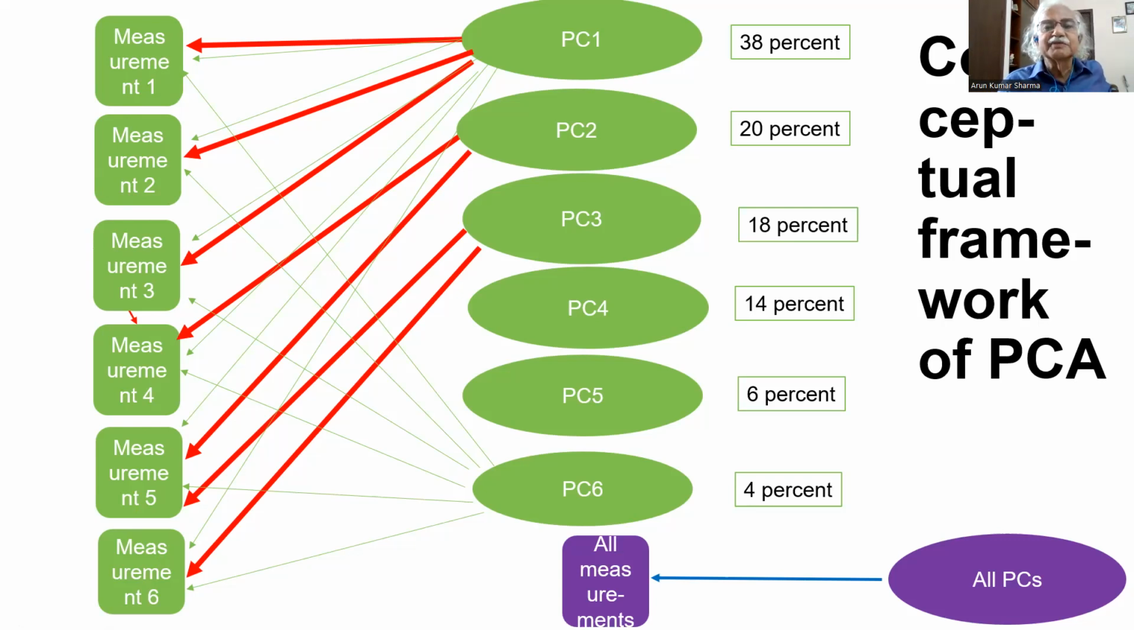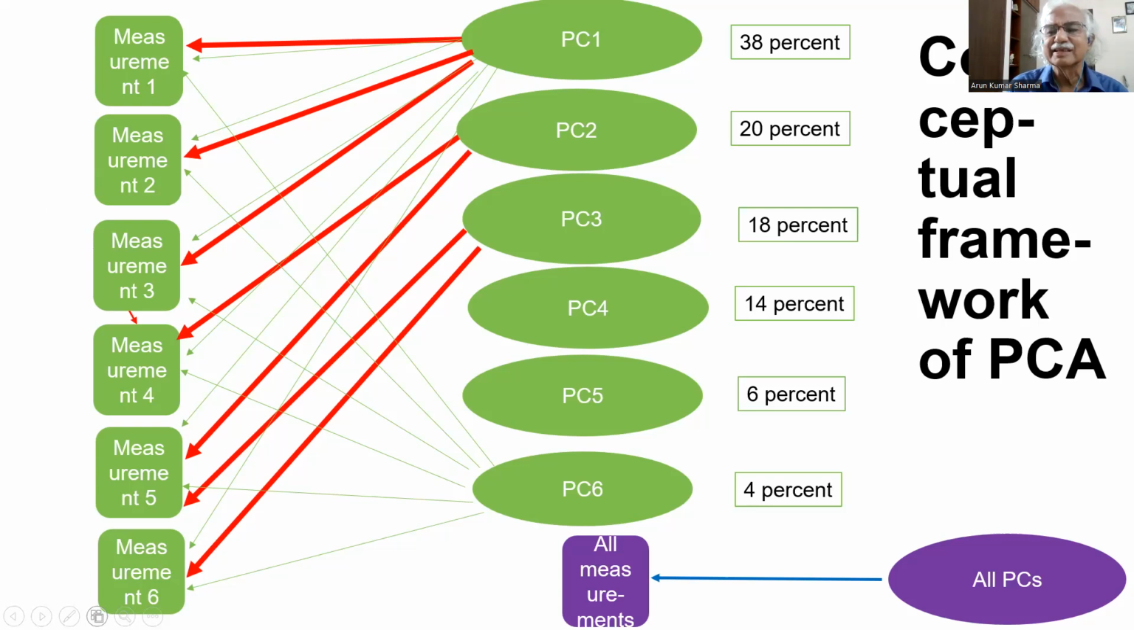Friends, principal component 2 is also a linear combination of all these 6 components. Principal component 6 is also a linear combination of all the measurements 1 to 6. I have shown relationships of PC1 and PC6 to all the measurements. I have not shown relationships of PC2, PC3, PC4, PC5 with all the measurements, because I thought that the graph or diagram would become clumsy. But the fact is that all the principal components depend on all the variables.